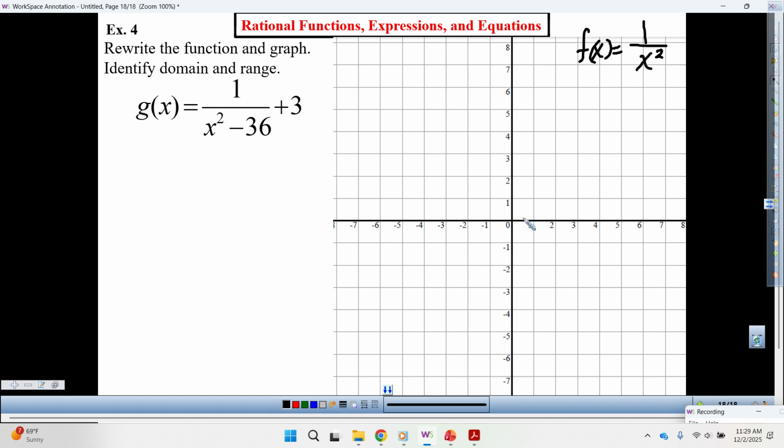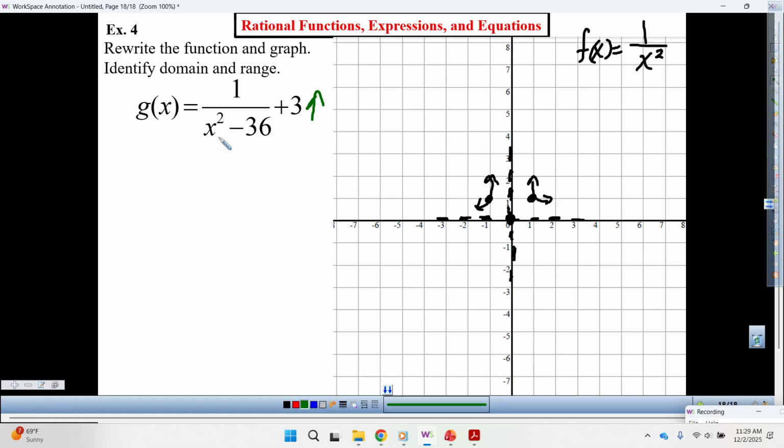So let's start at 0 for my horizontal asymptote, our HA. Vertical, also at 0, our VA. Since it's squared, at 1, 1, and at negative 1, 1. There it is. Okay, next. Where is this going to be moved to? According to this, we're moving it 3 up.